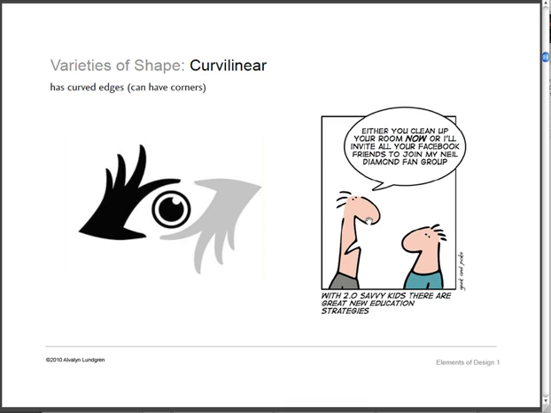Curvilinear shapes have curved edges, and they can have corners, but they are known for having a curve to them. So there's a change in direction on the edges. As we look at this logo, obviously there's geometric shapes going on in here, but the two hand elements are curvilinear shapes with points and so forth. And then the talk bubble is all curvilinear. There's no straight edge on that thing at all. And the two guys from Geek and Poke are also curvilinear shapes.